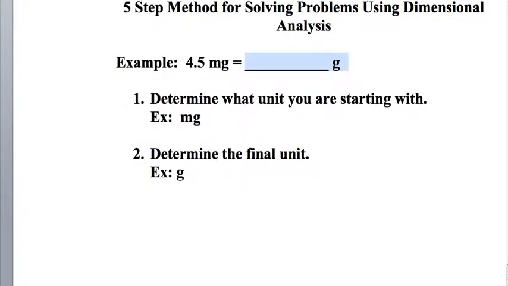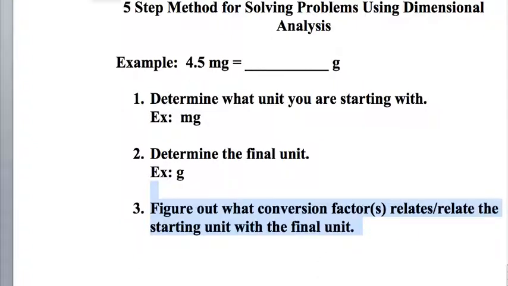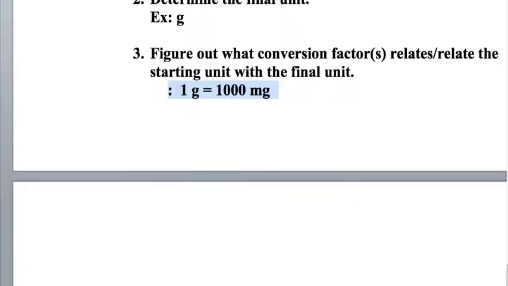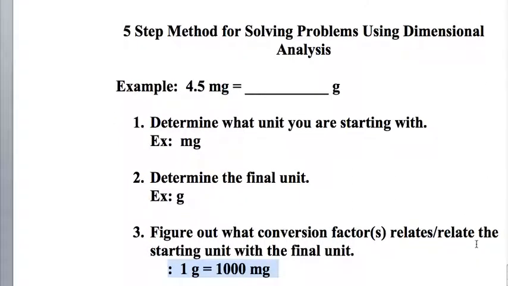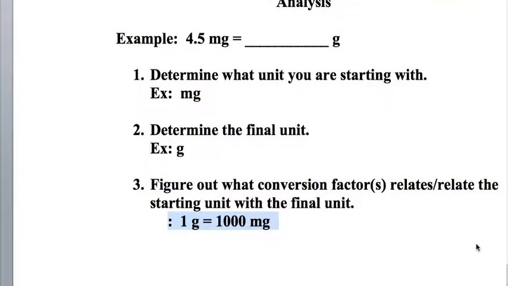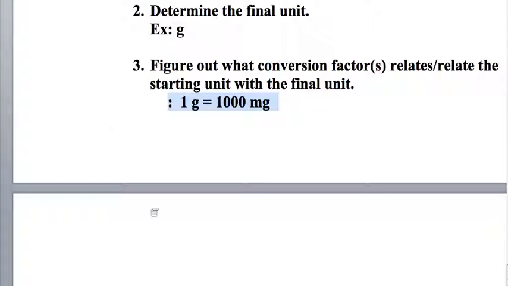The next step, step 3, is we need to figure out what conversion factor or factors relate the starting unit with the final unit. Hopefully you're very familiar with your metric prefixes, and you know that there are 1,000 milligrams in 1 gram. So those are our first 3 steps: determine the unit you're starting with, determine the final unit, and figure out which conversion factor or factors relate the starting unit with the final unit. On to step 4.